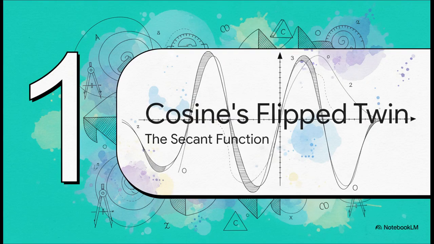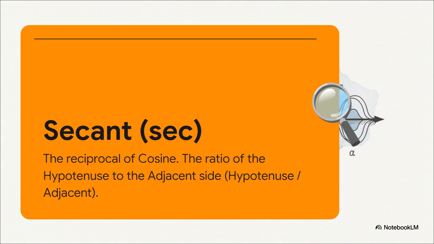Well, that simple question leads us straight to our topic for today, because it turns out that flipped ratio is actually a pretty big deal. So big, in fact, that it gets its very own name. And here it is, meet the secant function, or sec for short. All it is, literally, is the reciprocal of the cosine. So, instead of adjacent over hypotenuse, secant is simply hypotenuse over adjacent. It really is cosine's identical, flipped twin.